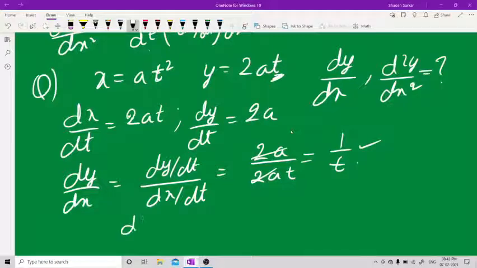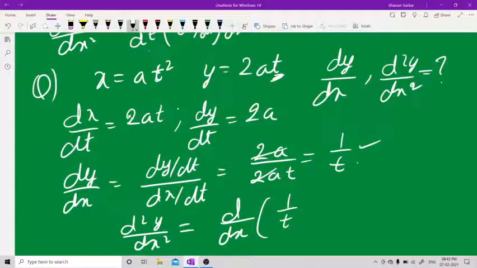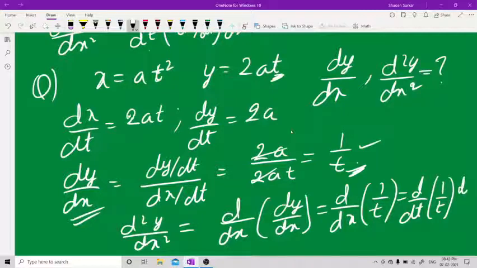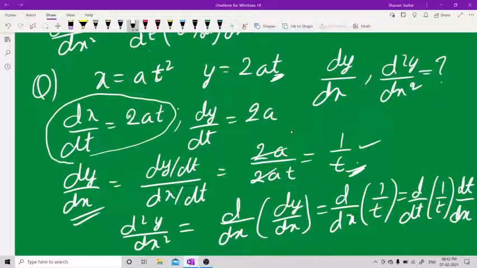Now the next is d2y/dx2, which is nothing but d/dx of 1 upon t. Basically d/dx of this dy by dx. Now dy by dx is how much? 1 upon t. So d/dx of 1 upon t is equal to d/dt of 1 upon t times dt by dx. You know dx/dt how much? dx/dt is this. Let's see how to do this question.